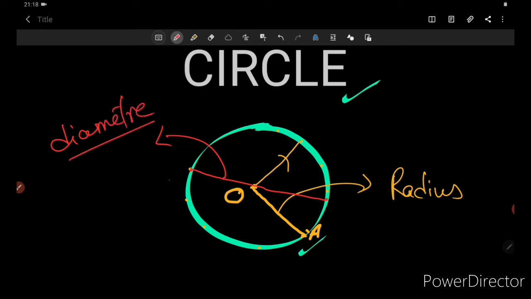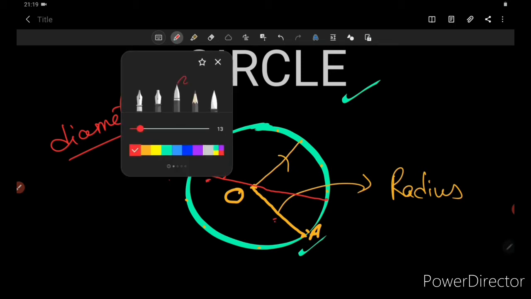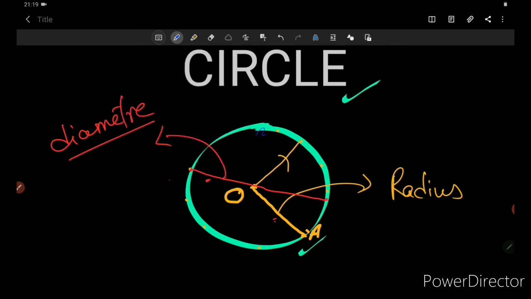This line here is the diameter of the circle, and this yellow line here inside the circle is the radius. So we can have any number of diameters, but each needs to pass through the center of the circle. For example, if I draw another diameter, this one here, and it passes through the center, so this particular line becomes a diameter of the circle.